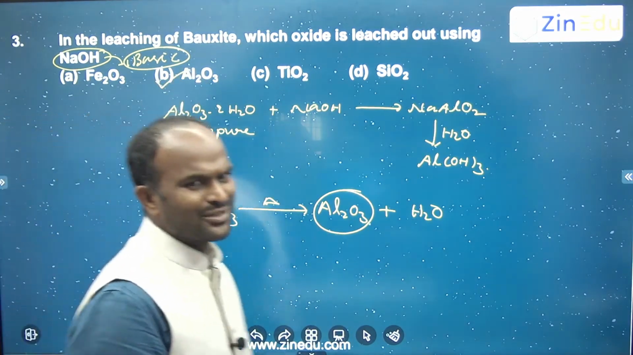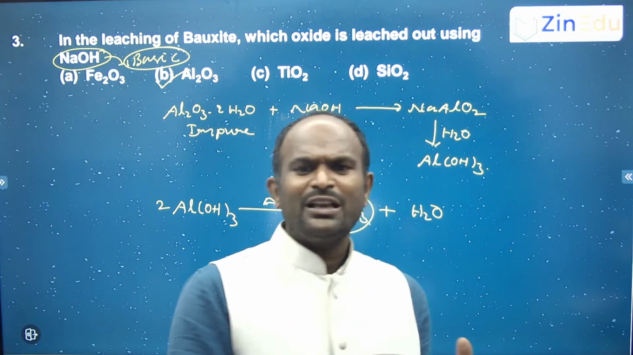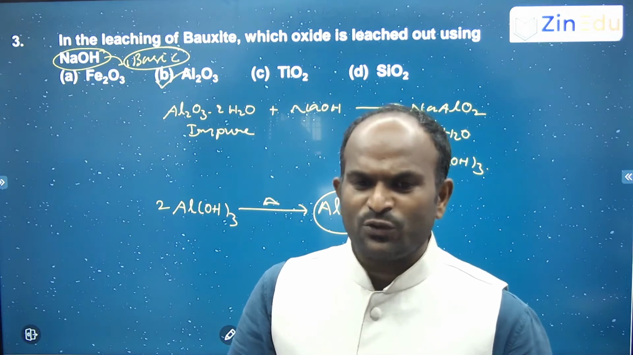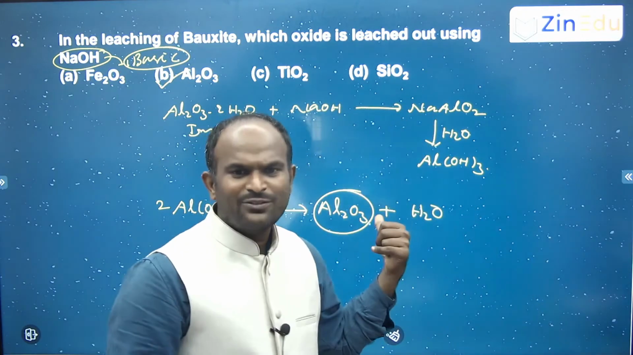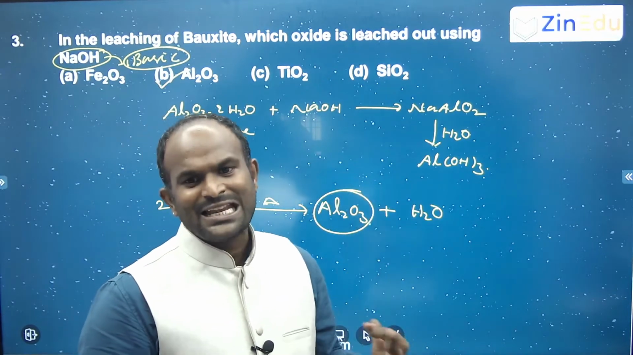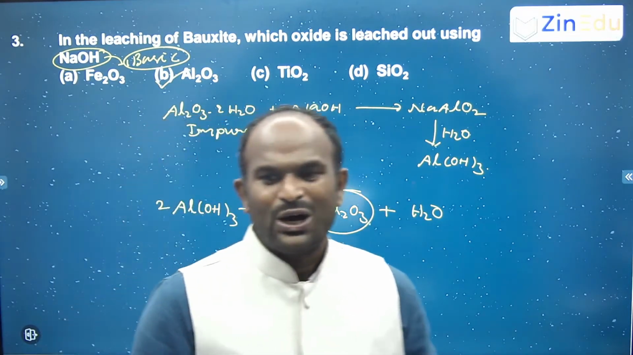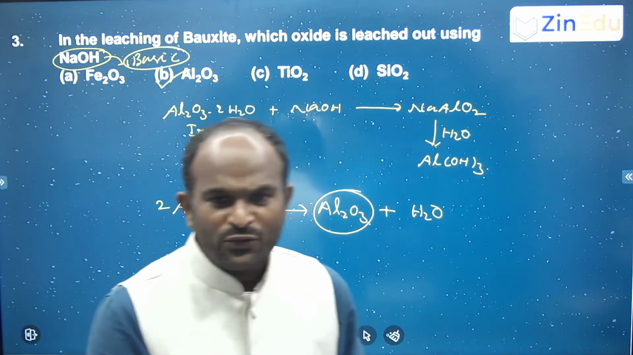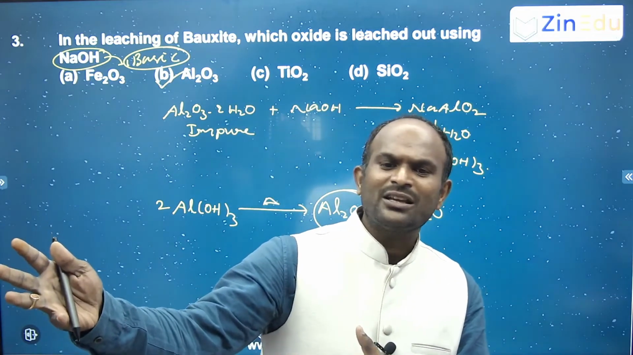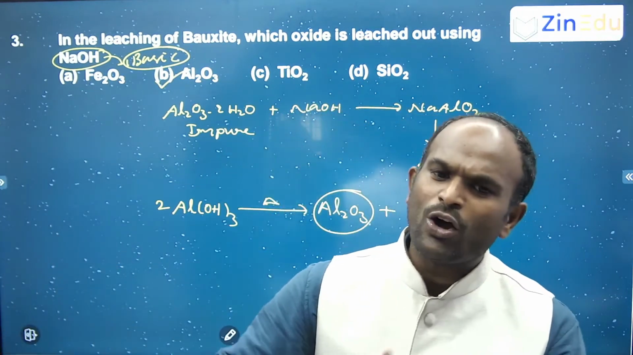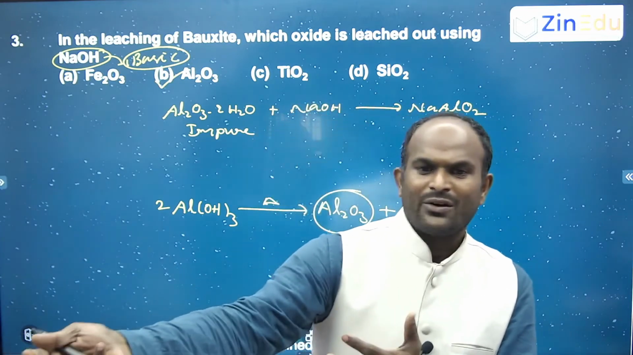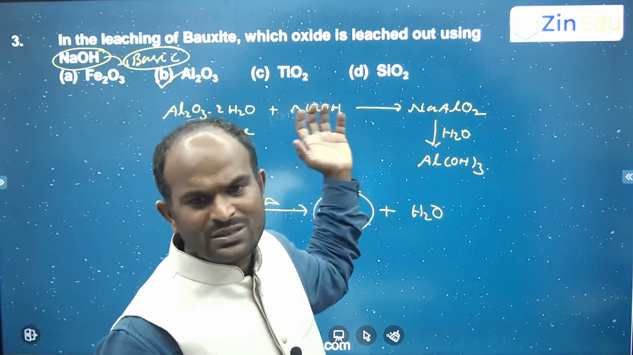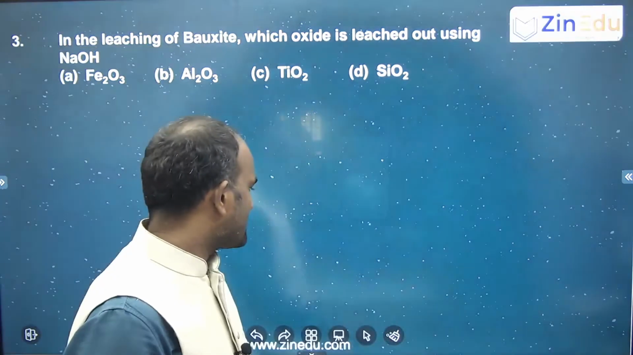So who is going to be leached here? Al2O3 will be leached. The process of leaching is used in three cases: one is the extraction of silver, another is the extraction of gold, and another is in the case of bauxite. Leaching is nothing but a repeated treatment with a solvent. In the case of silver and gold, the solvent is either NaCN or KCN, where the complex can be formed. Whereas in the case of bauxite, sodium hydroxide is to be used. Right. Next.